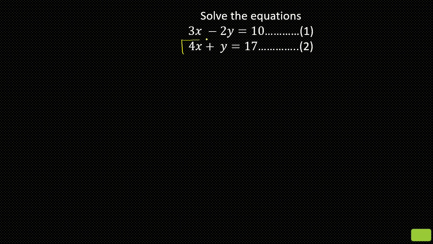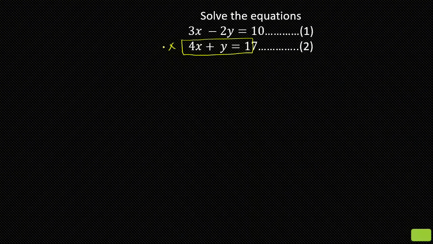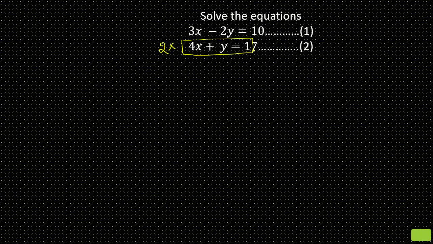For that, we have to multiply the second equation by 2. Multiply this whole equation by 2. Definitely it should be 8x, it should be 2y, and it should be 34. If we are multiplying this equation by 2, we will create a 2 here, and now the coefficient of y should be 2 in the second equation. It is already 2 in the first equation, and signs are already different. So what to do? Now we will see what to do.